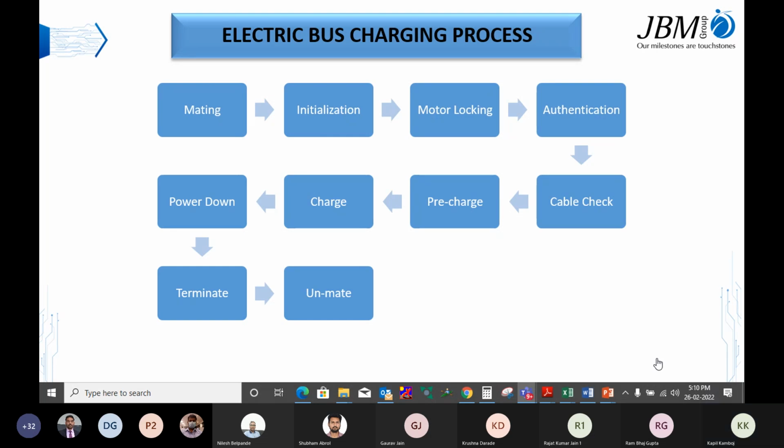Yes. After the authentication between the bus and the charger, the process goes to the cable check, where the charger sends high voltage up to 700 volt to the vehicle to check if there is any insulation failure on the vehicle or not. If the insulation checked by the charger is greater than 350 kilo ohm, 350 mega ohm. Just hold a second.